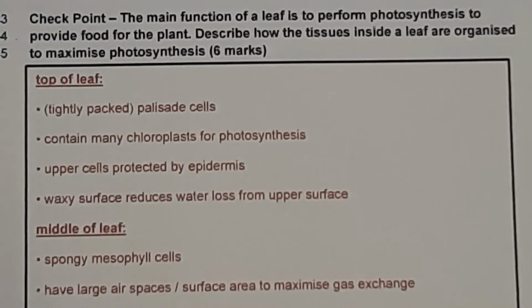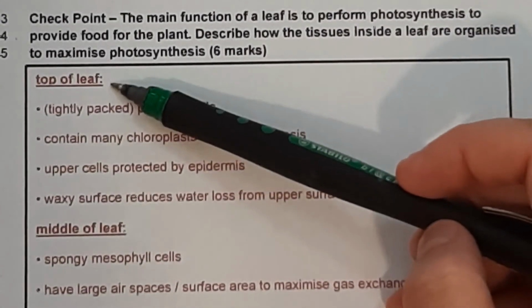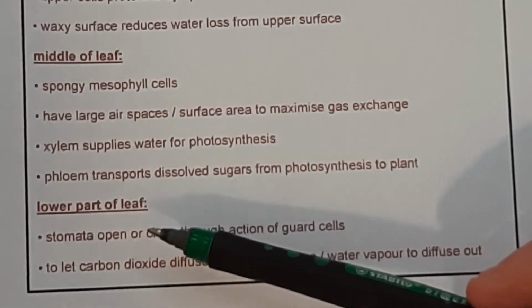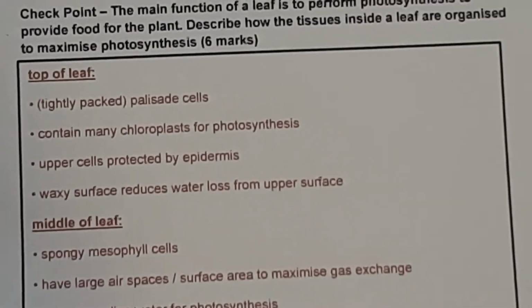You should have watched the video now and had a go at the checkpoint question, so we're going to mark that together. There are 6 marks available, and there are 3 sections that we're going through here: the top of the leaf, the middle of the leaf, and the bottom, or lower part, of the leaf. You need to make points on each of these sections.